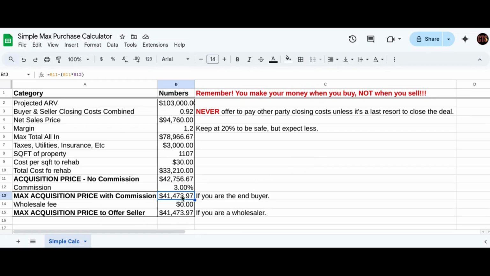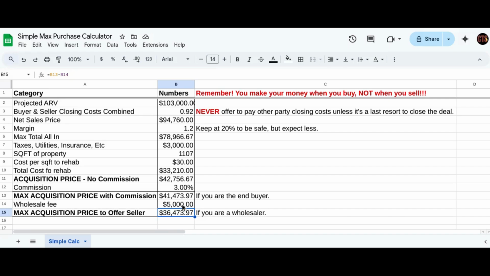But if you're a wholesaler, you would need to calculate your wholesaler fee. So let's say you're trying to make 5K on it, right? So the max you could pay for that property is $36,473. That is the max. That means you need to come in lower. If the true ARV is 103,000, we don't know. That's the highest one out there.